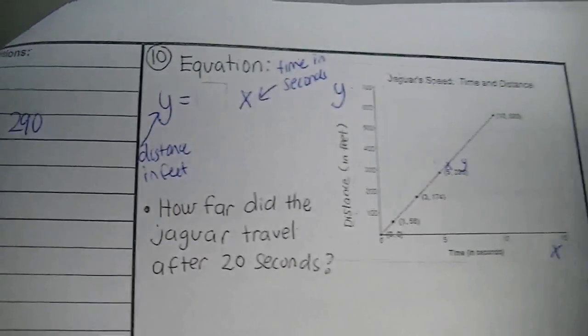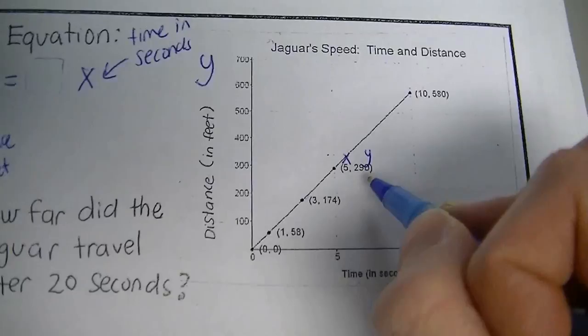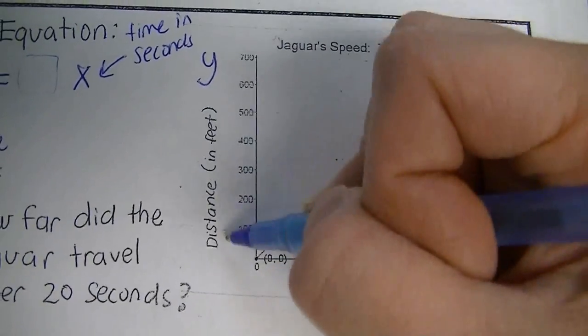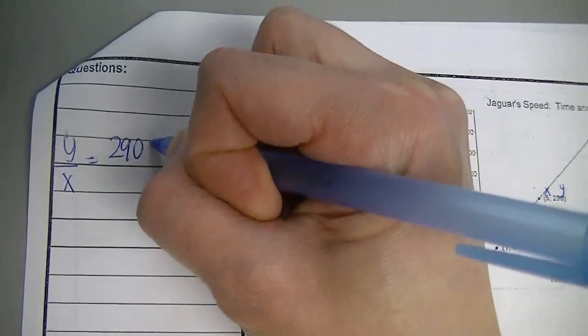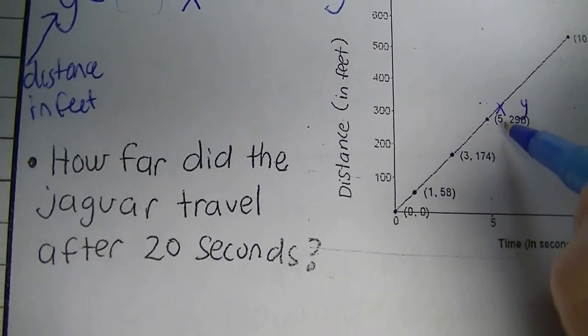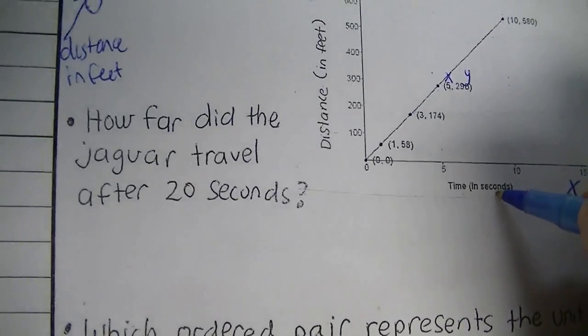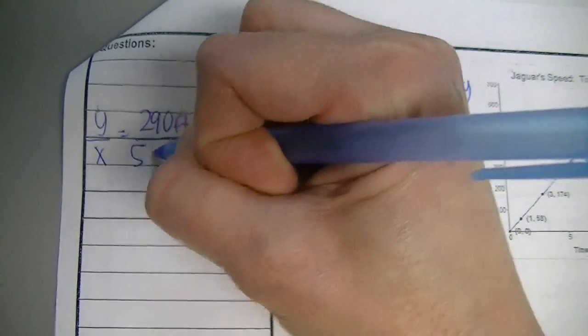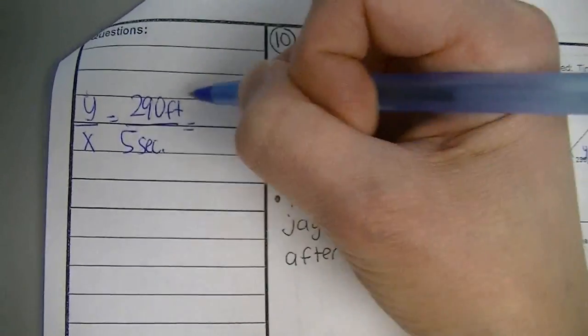What was that? 290 what? I don't know. Was it distance or time? I don't remember. So let's check. Y is distance, so 290 feet. And then the x is, what does that say? 5 seconds. So that right there is the rate.